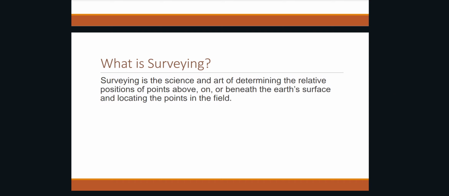First of all, what is surveying? Surveying is the art of determining the relative position of points above the earth's surface, beneath the earth's surface, or on the earth's surface, and locating the points in the field. It means we measure the reduced level, direction, and coordinates of any points in space on or below the earth's surface. This art or method is called surveying.